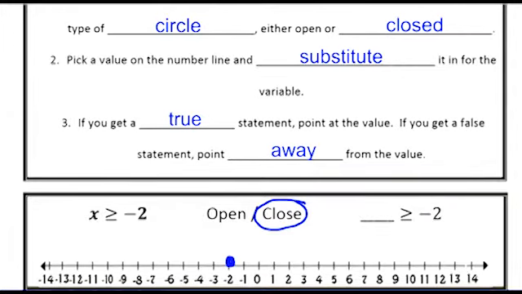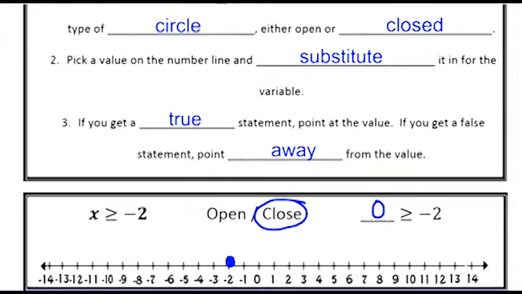Pick a value. If 0 is not in the inequality, I like to use 0. Is 0 greater than or equal to -2? Is that a true statement? Yes. So I'm going to point at the 0, but I'm going to keep that arrow going. That means that any value over here, 14 is greater than -2, 4 is greater than -2, 800 is greater than or equal to -2.